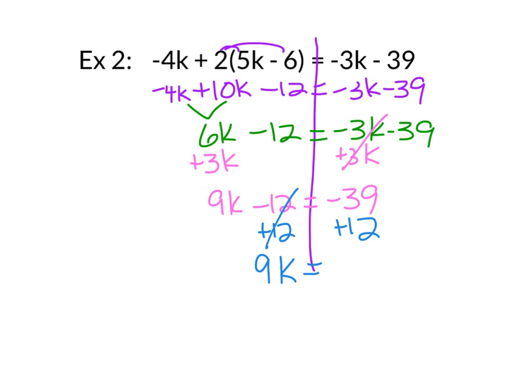Let's see, those are opposite signs, so they would take away. It would be a negative 27. And then my final step, divide by 9. You're always dividing by the number in front of the variable. So k equals -3 is my answer.